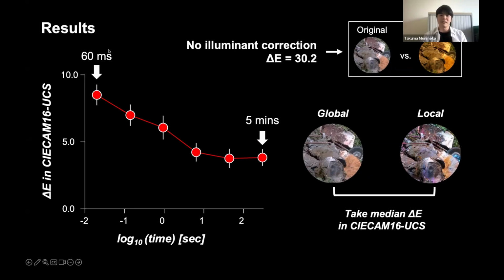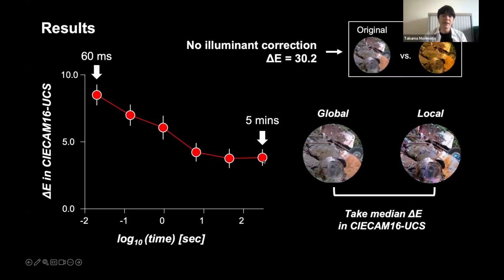The very first point we consider is only 60 milliseconds after the measurement started. Local adaptation can bring the delta E value down from 30 to around 10, which is a massive decrease. Then over time, delta E gradually decreases like this, rapidly for the first 10 seconds, and then it reaches a plateau around here and gradually moves around like this.